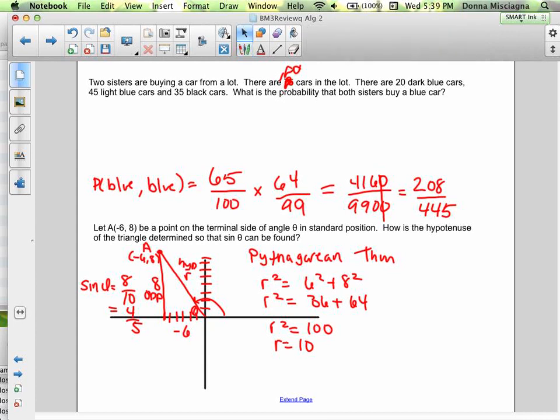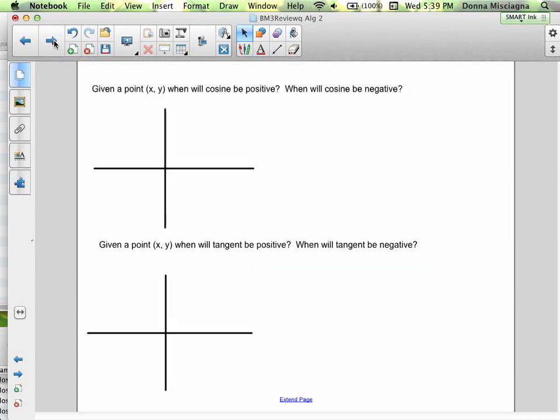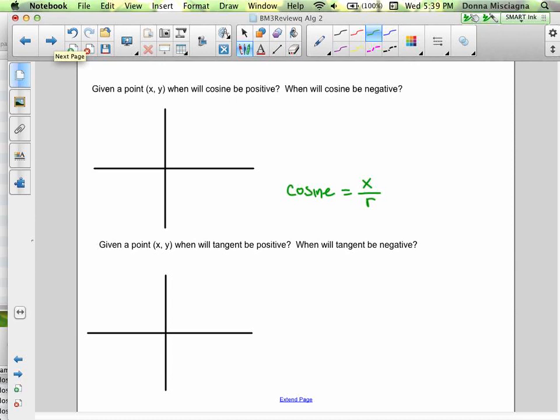Let's look at the next one. All right, given a point (x, y), when will cosine be positive? When will cosine be negative? Remember that cosine uses x, which is the adjacent side, and then r is the hypotenuse, so it's the line that goes from the origin to our point.